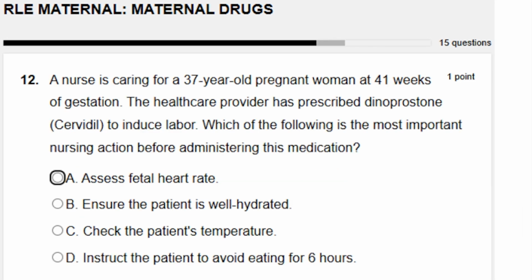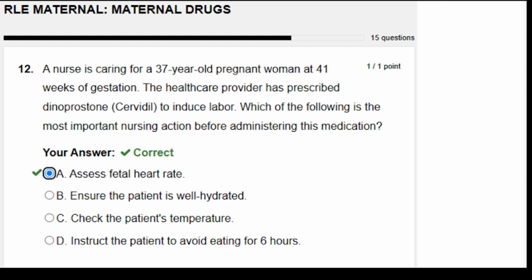A nurse is caring for a 37-year-old pregnant woman at 41 weeks of gestation. The healthcare provider has prescribed dinoprostone, or Cervidil, to induce labor. Which of the following is the most important nursing action before administering this medication? A. Assess fetal heart rate. B. Ensure that the patient is well hydrated. C. Check the patient's temperature. Or D. Instruct the patient to avoid eating for 6 hours. The answer is assess the fetal heart rate.